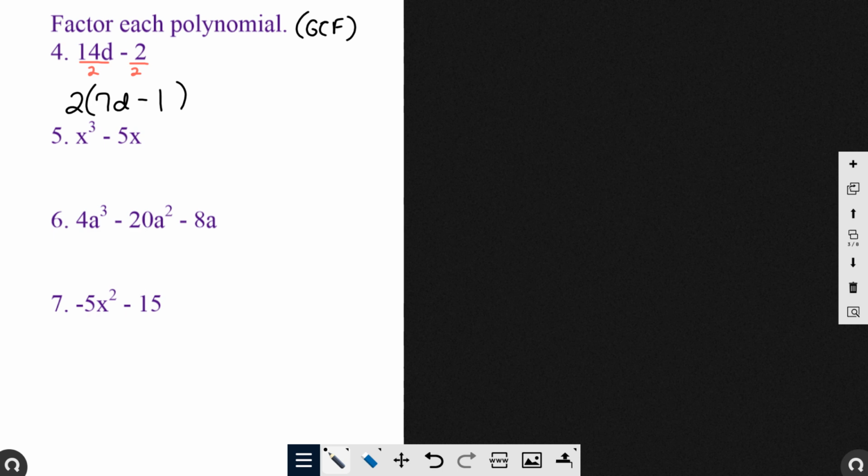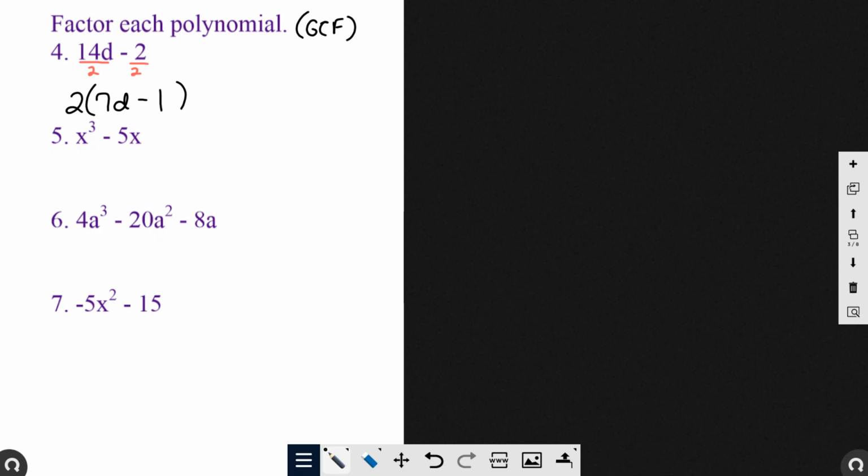If you were to distribute that 2 back, would you get the exact same problem? Yes, you would. That's a way to double check yourself. So double check by distributing back, do you get the same thing? Another thing you should double check is your parentheses. 7D minus 1. What's the GCF with 7D minus 1? 1. As long as your parenthesis has a GCF of 1, then you did it correctly. So if you factor out the wrong number, your GCF will not be 1 in that parentheses.